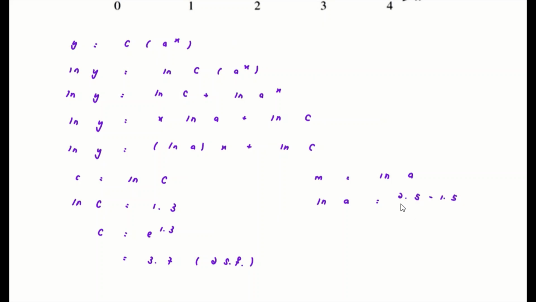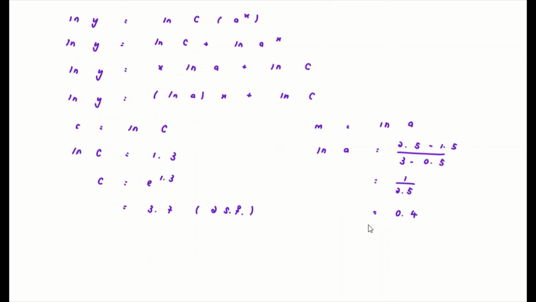Okay, and then divide by 3 minus 0.5. So in this case, we have 1 over 2.5, right? So 1 over 2.5, that will give us 0.4. Okay, so 0.4. So same thing, solve for A. So in this case, then we have A is equal to e to the power of 0.4.